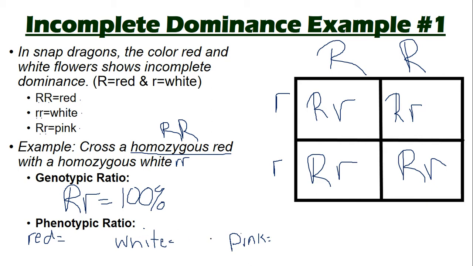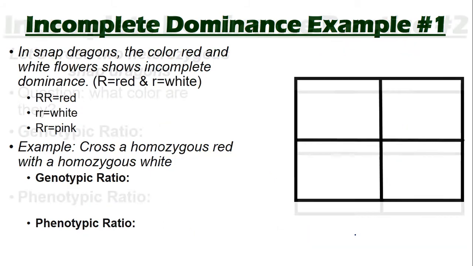Red would have to be 2 capital letters. Are there any boxes with 2 capital letters? No, so that's 0%. White would be a box with 2 lowercase letters. I see no boxes with that, so that's 0%. Pink would be anything that's heterozygous, and all 4 boxes are heterozygous, so it's 100% pink. And so this is incomplete dominance example 1. Let's use the same information and do a different one.